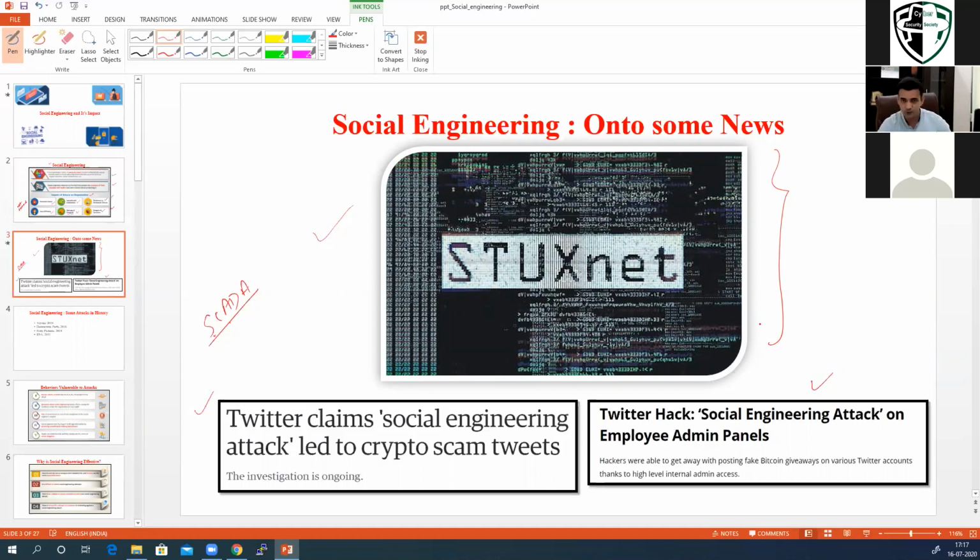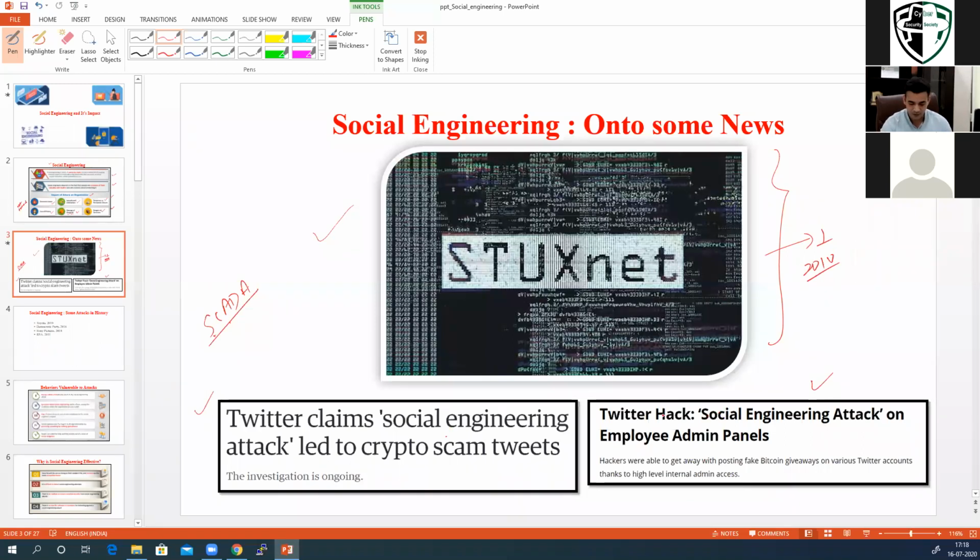I'm not going into the technical detail of what it basically consists of, or which vulnerability was exploited. You can go into these details as well. This was the first case that happened, in 2010. You can just look at the Wikipedia page for this particular thing.